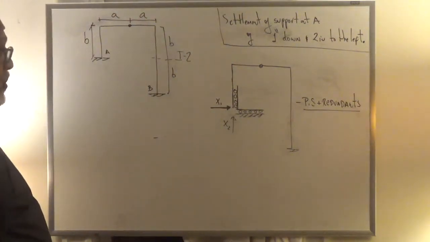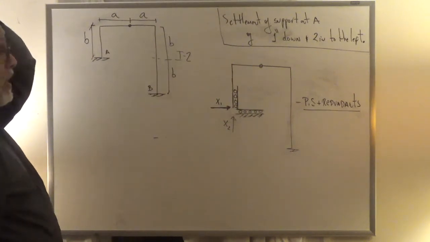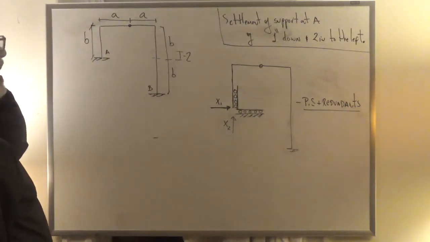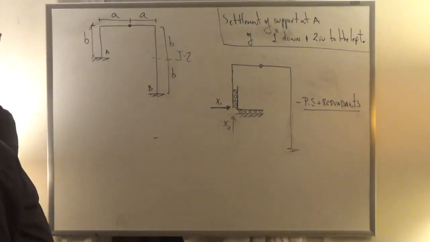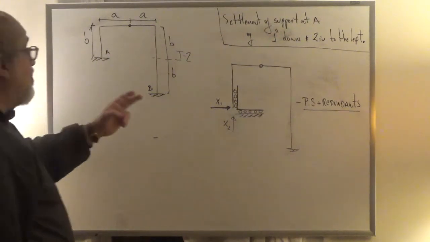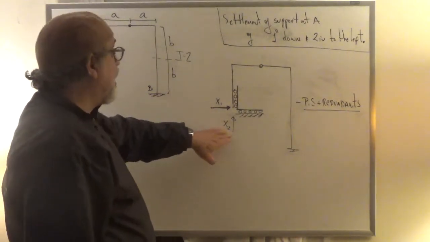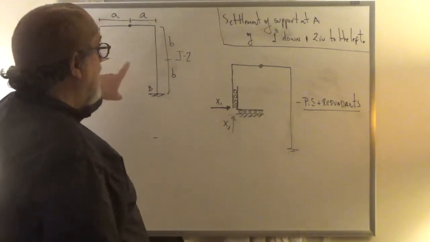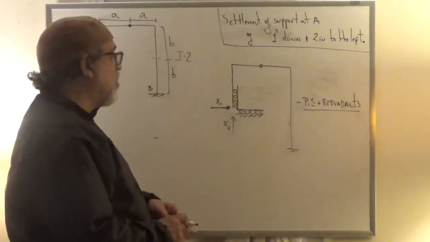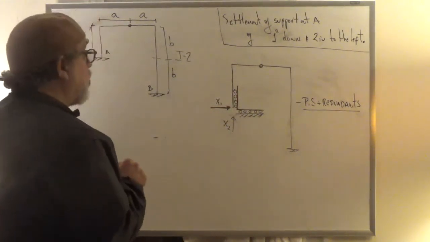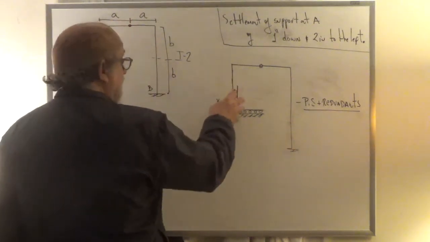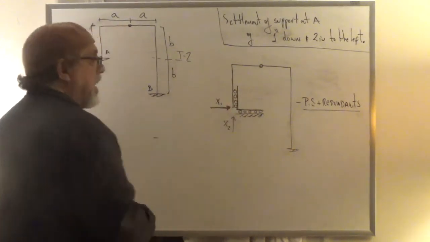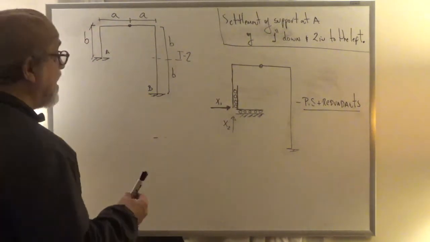Because it's indeterminate to the second degree, we have to take two redundants, and there are choices, right? In this particular case, I am going to choose first the redundants to be the horizontal reaction and the vertical reaction at A. So what is it that remains? That was a little bit awkward to draw because it's not something that you normally find. What we need is something that without these redundants can move vertically, can move horizontally, but cannot rotate. So some sort of idealization would be like this.